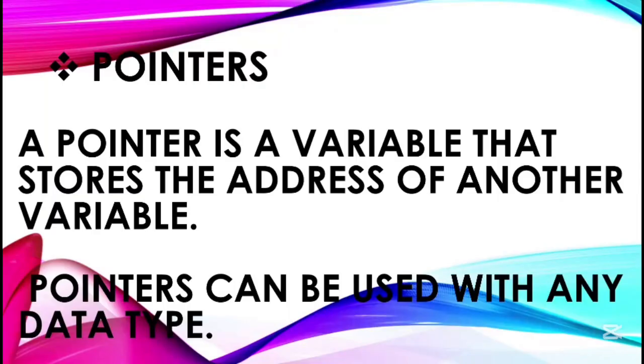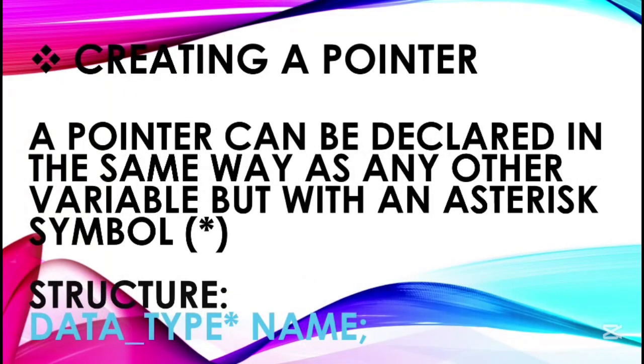So pointers. A pointer is a variable that stores the address of another variable. Pointers can be used with any data type. In our previous lessons, we learned that we have the integer data type, the string data type. So this lesson is telling us that a pointer can be used with a string or integer or any other data type.